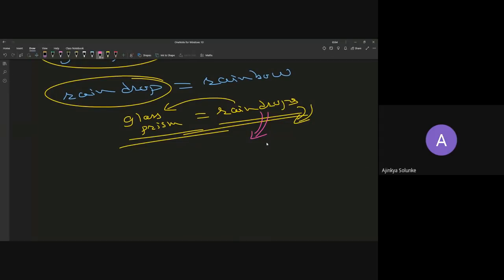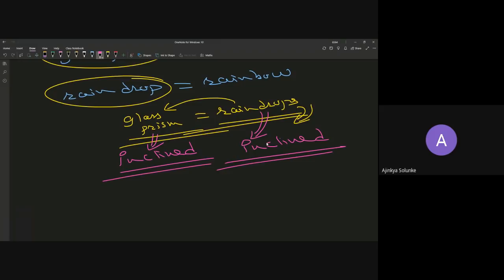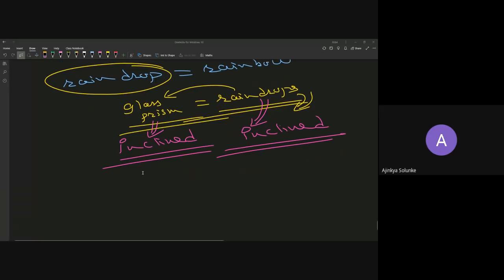If raindrops are equal to glass prism, then what about the raindrops? Are they having inclined surface or parallel surface? Your glass prism has inclined surface. What about raindrops? See, if your glass prism has inclined surfaces, if they are equal, then raindrops must be having inclined surfaces, no? Okay. So we just want to know what happens in that case.